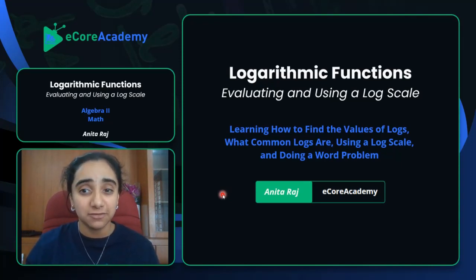As you can see, we have a new Algebra 2 lesson today, and we're going to be continuing with our lessons on logarithmic functions, which are the inverses of exponential functions. Again, this lesson was specifically requested by some students here in India who are preparing for some exams.